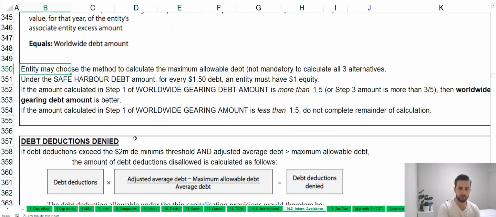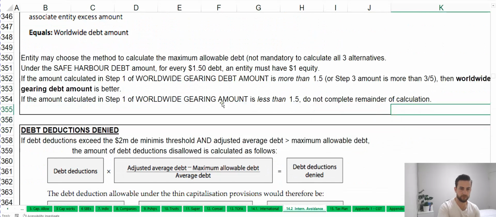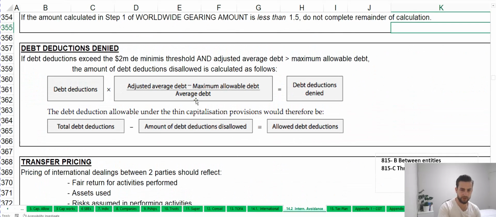Most of this is just repeating itself from what we knew above. So let's move on to debt deductions denied, because as I keep saying over and over, it's the difference between the average adjusted debt minus the maximum allowable debt. That's basically exceeding the threshold. To calculate the dollar amount of deductions denied, we're going to use this formula down here. You calculate your total debt deduction. Let's do 10 million, because of the $2 million de minimis everything below that is not going to be applicable. It's merely meant to catch these large organizations. So let's do 10 million debt deductions, multiplied by the adjusted average debt. Let's say we've calculated this to be $100 million and the maximum allowable debt is $50 million.